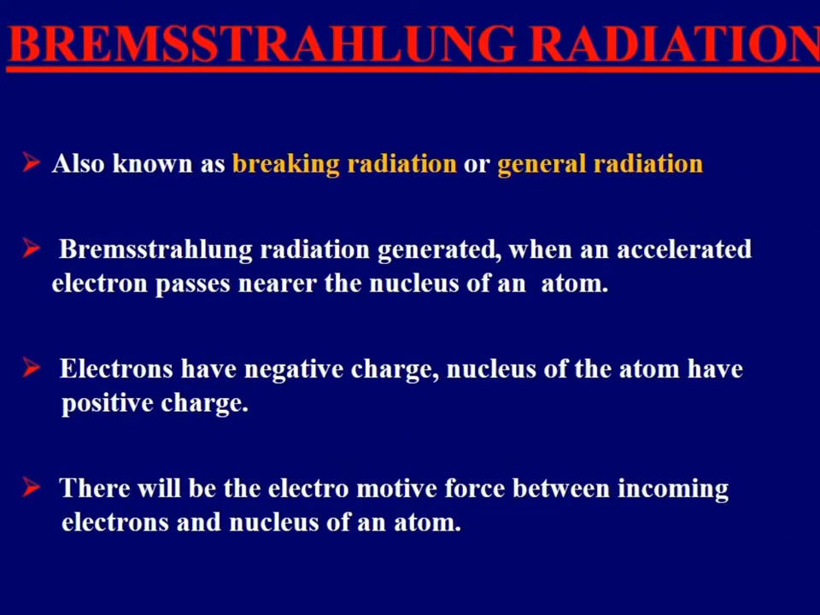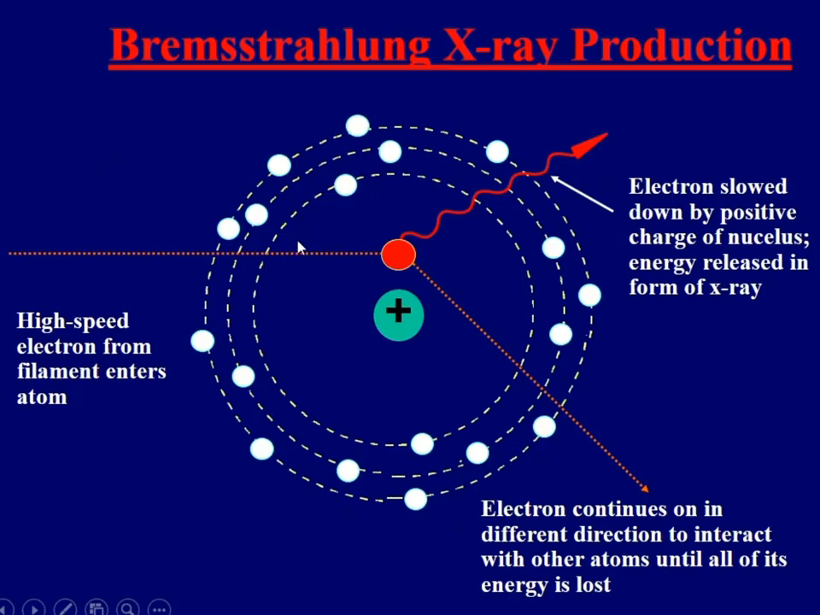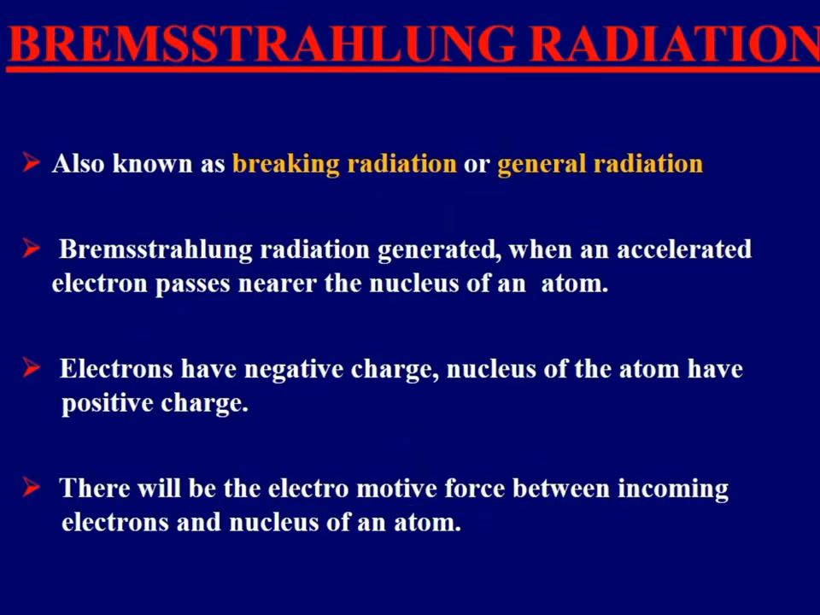So now let us discuss it point by point. These Bremsstrahlung radiations are also called braking radiation or general radiations. Bremsstrahlung radiations are generated when an accelerated electron passes nearer to the nucleus. Here we can see that when this accelerated electron passes nearer to the nucleus, it is deaccelerated, and this is how Bremsstrahlung X-rays are formed. Electrons have negative charge, the nucleus of the atom has positive charge, and due to which there is an electromagnetic force between the incoming electron and the nucleus.